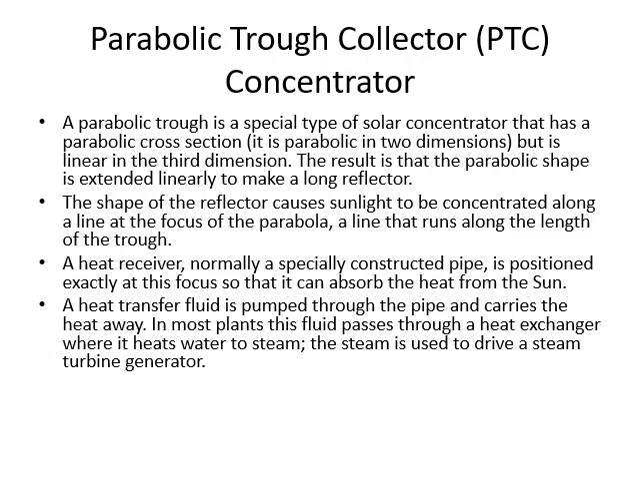So that means the parabolic shape is extended linearly to make a long reflector. Now the shape of this reflector causes the sunlight to be concentrated along a line at the focus. It's not a point base, rather it's a line at the focus of the parabola, and the line that runs along the length of the trough. So we have to place our absorber tube along that particular line where the sunlight is getting concentrated.